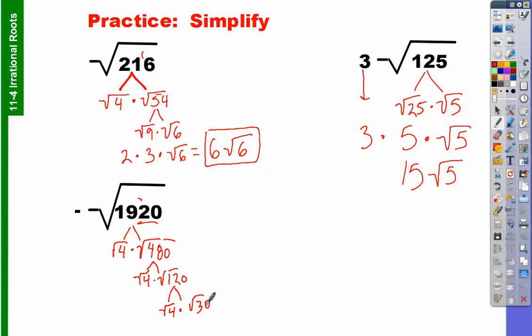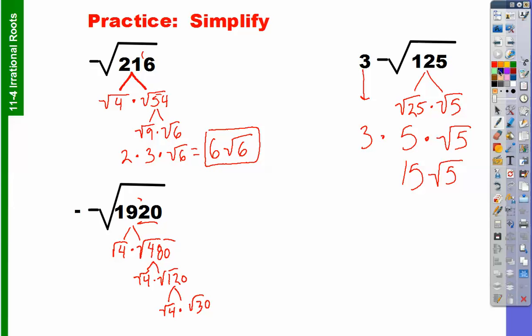Now here's the tricky thing. 30 has a bunch of factors, right? It has a factor pair of 2 and 15, then another factor pair of 5 and 6. Are any of those perfect squares? No, they are not. So we are pretty much stuck at this point.